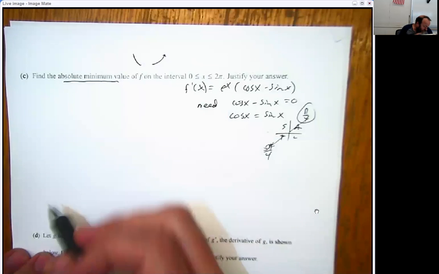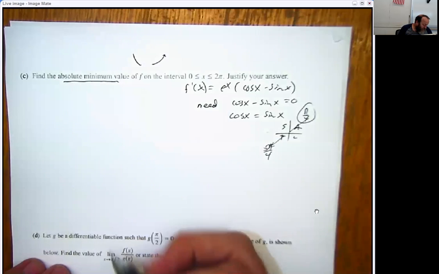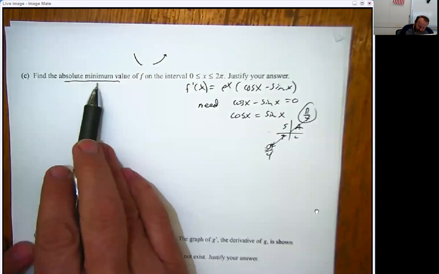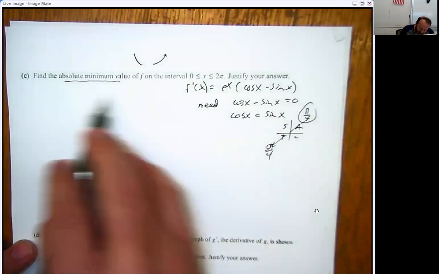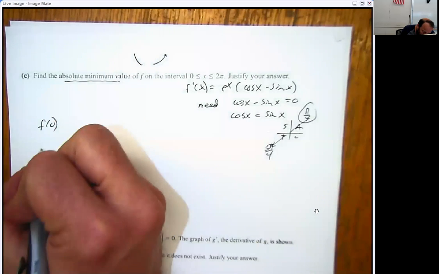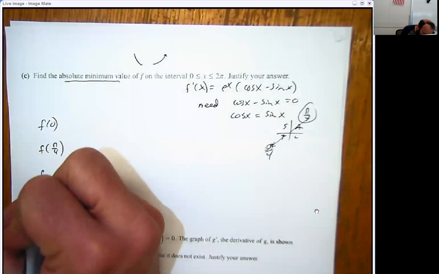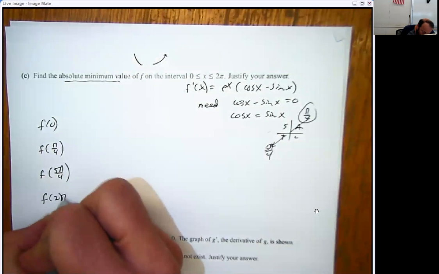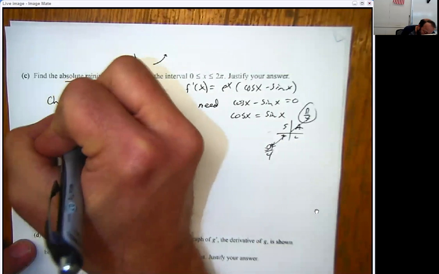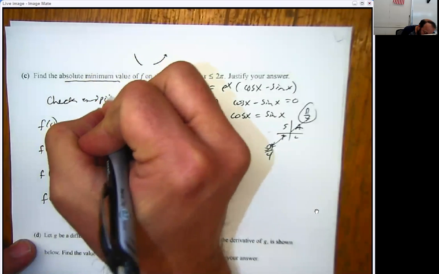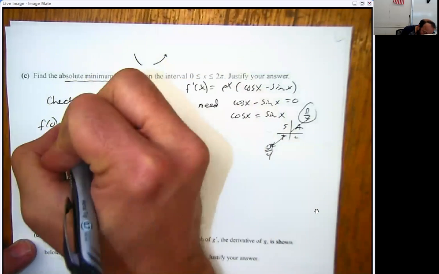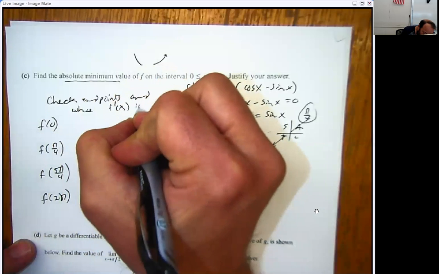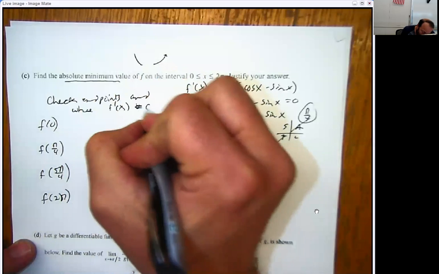So here we go. Let's find out what is the absolute... I believe in this particular problem, we're looking for the absolute minimum of f. So let's figure out what is f of 0, what is f of pi over 4, what is f of 5 pi over 4, and what is f of 2 pi. And we should make a little note that we're going to check endpoints and where f prime of x is equal to 0.